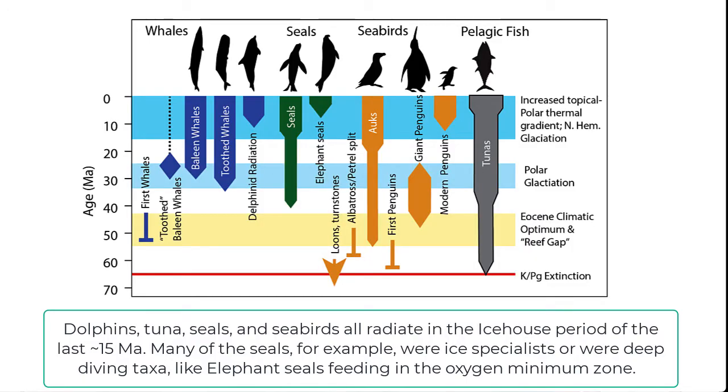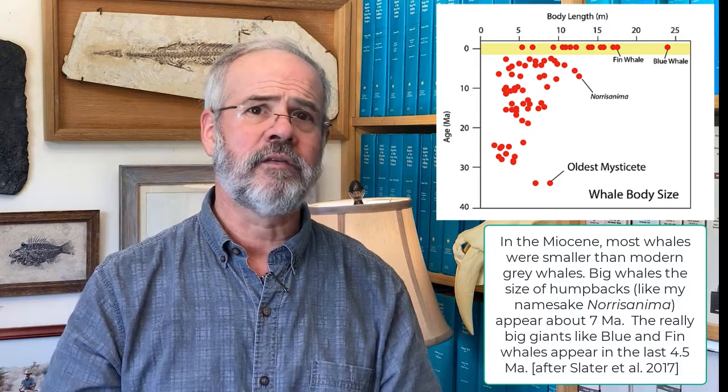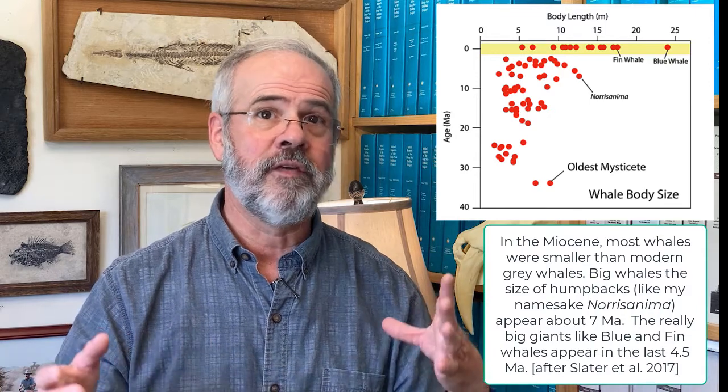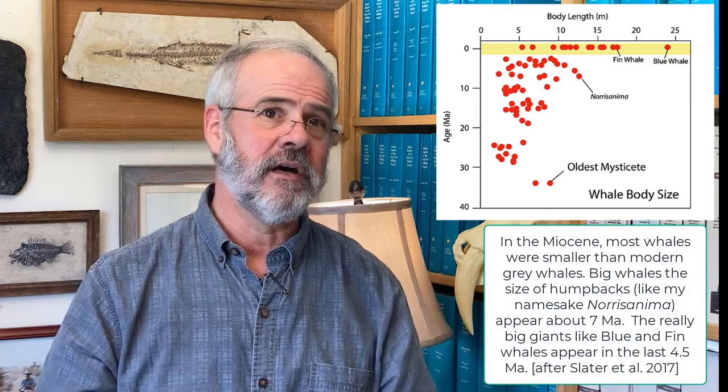Finally, there's a major radiation of marine vertebrates in the Icehouse period, with diversifications of dolphins, seals, tunas, and seabirds in the last 10 to 15 million years. The seal radiation includes many ice specialists, like ring seals and harp seals, associated with ice shelves or sea ice, as well as deep-diving species like elephant seals that were exploiting the oxygen minimum zone. Eventually, really big whales turn up by about 4.5 million years ago. The great whales like blues and fin whales are geologically very young.